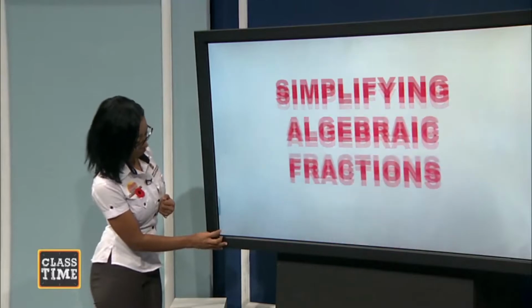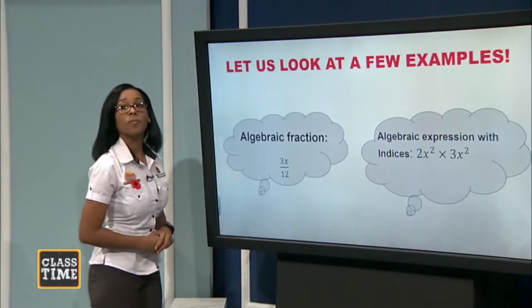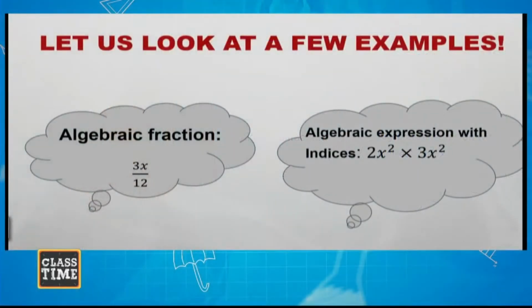Awesome. So we're now at algebraic fractions. Let's look at that. So we have 3x over 12. That is an algebraic fraction. Then we have an algebraic expression with indices: 2x raised to the second power multiplied by 3x raised to the second power.